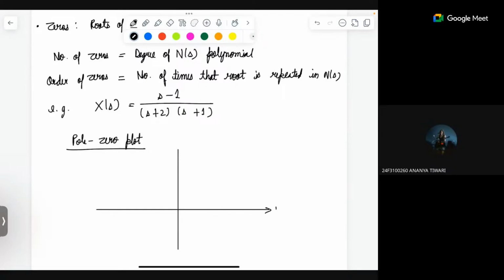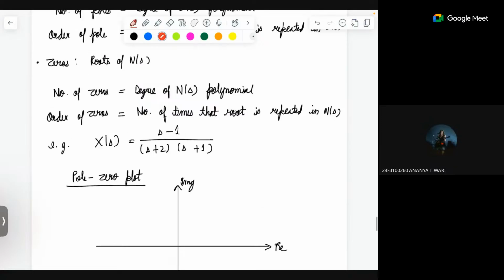This is my s plane. Can someone tell me what will be the location of the first zero? The only zero. What will be the location of the zero? For zero, we have -2 and -1. No, no, no. I'm asking for zero now.